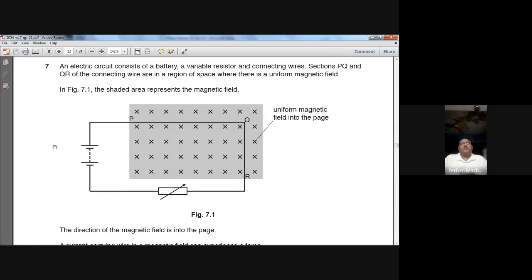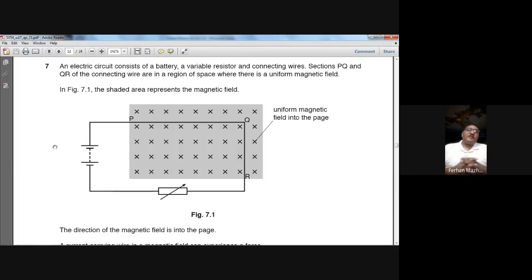So you can see, if you look at this diagram, the magnetic field is into the page. The magnetic field is represented with the crosses, and because it is represented with the crosses, it means that the magnetic field is into the page. So what we will do is determine the direction of the force on the PQ wire, and I can also determine the direction of the force on the QR wire.